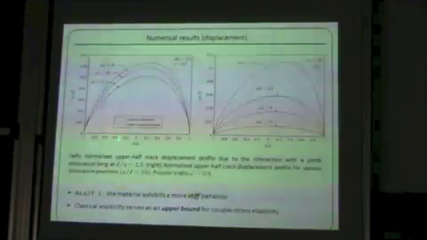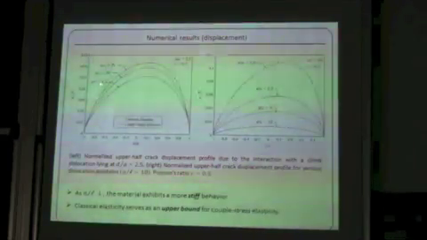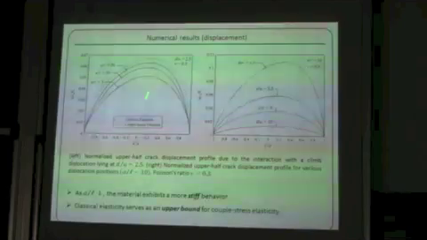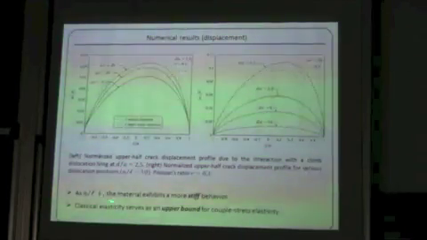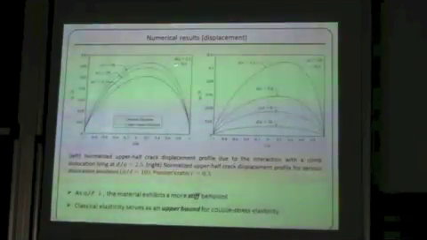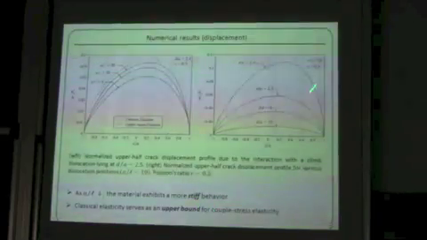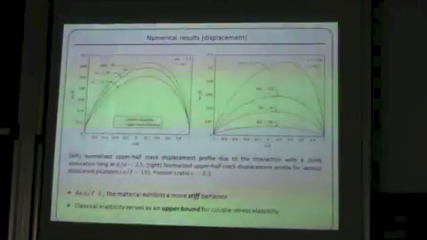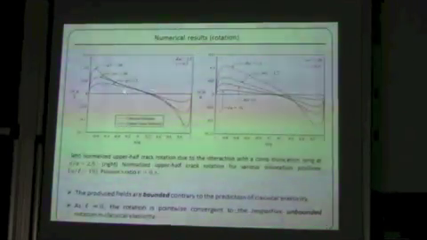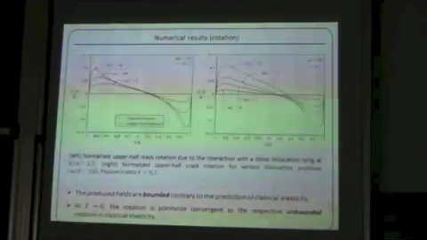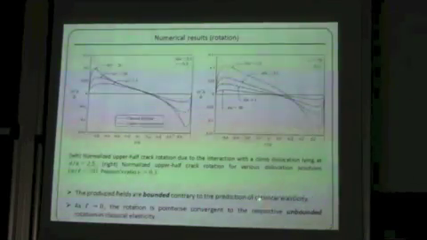Now, some results. In the left figure we have the upper half crack displacement profile due to the interaction with the climb dislocation for various values of a over L. What we see here is that as the material microstructure becomes comparable to the crack length, the material exhibits a more stiff behavior here, and that the classical theory with the dotted line serves as an upper bound for coupled stress theory. And on the right figure we have plotted again the displacement profiles for various dislocation positions. Here we also plot the crack rotation. So what we see here is that the produced fields are bounded on the crack tips, contrary to the prediction of classical theory.